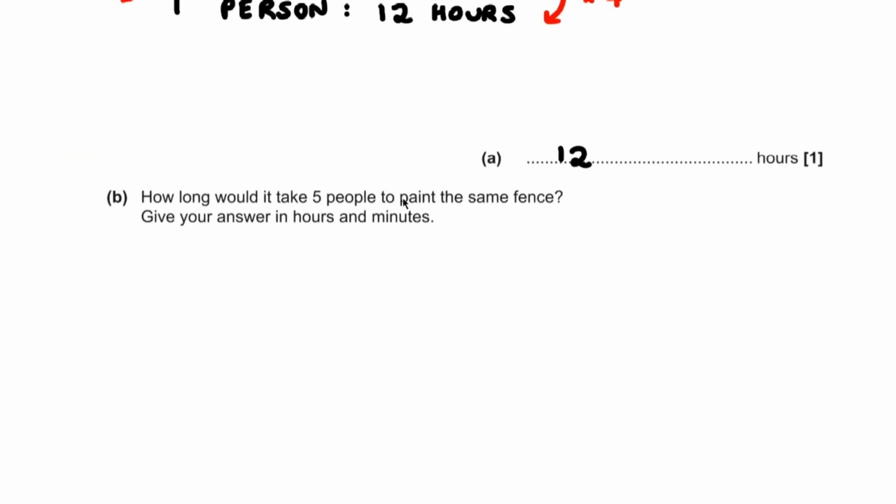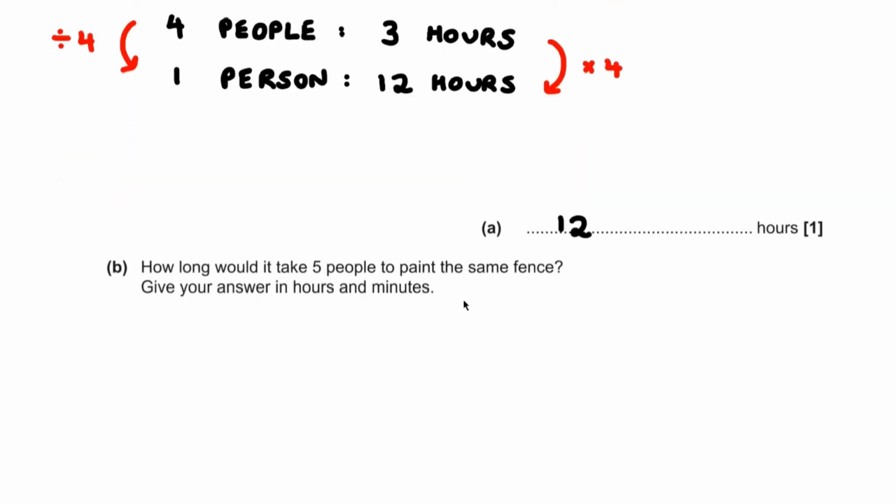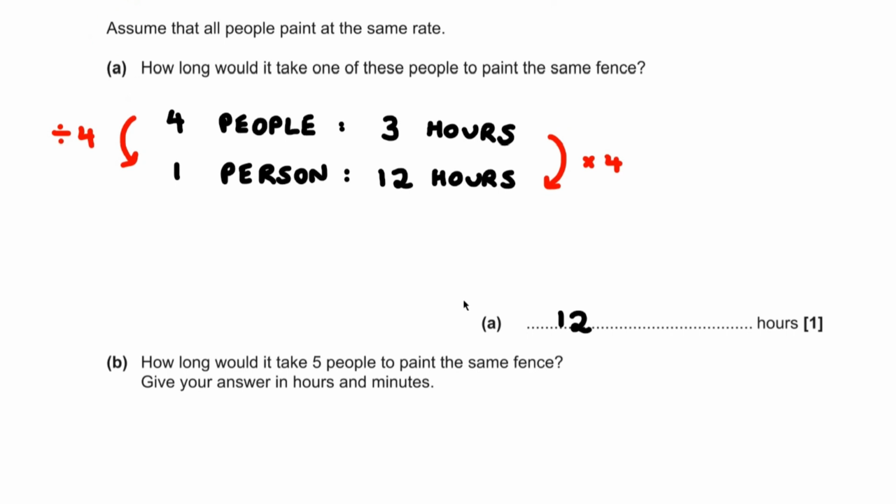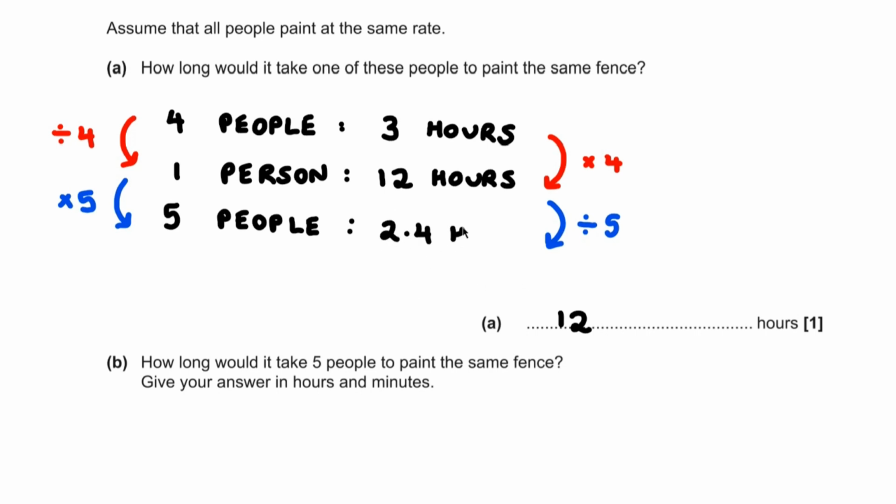Part B, how long would it take 5 people to paint the same fence? Give it in hours and minutes. So, if one person takes 12 hours, that means 5 people will take 5 times less. So if here I times by 5, what I need to do here is divide by 5. So 12 divided by 5, that's 2.4, so I have 2.4 hours.